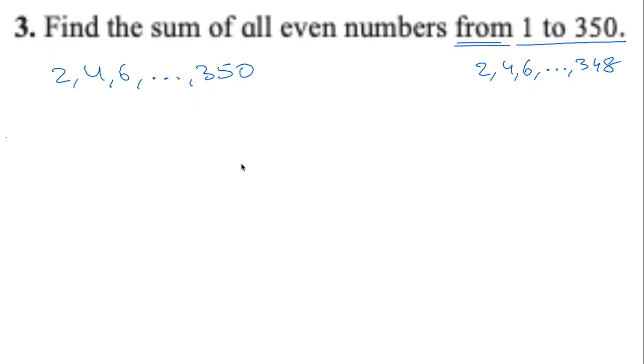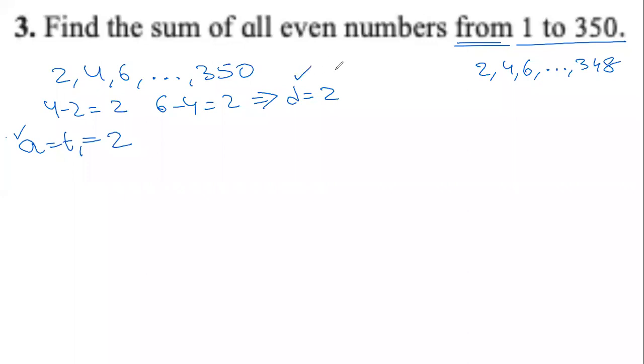Very good. We will find if there is a common difference or not. So to find the common difference, if it exists, 4 minus 2 is equal to 2. 6 minus 4 is equal to 2. It continues. So we can say D equals 2. Okay. What is the first term? Remember, we have to find D, A, and N. First term is 2. So we have found A, we have found D.